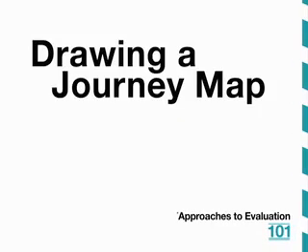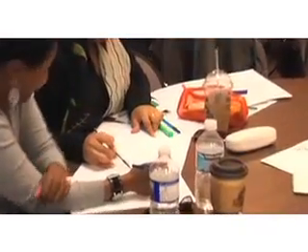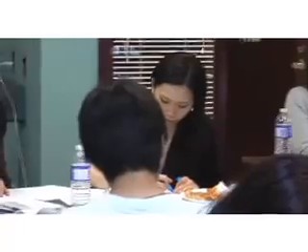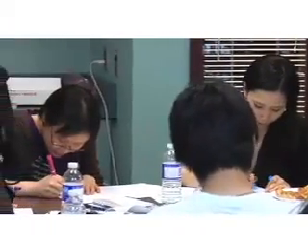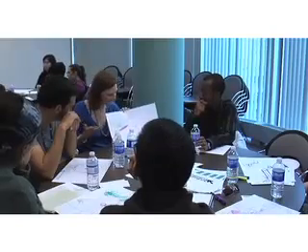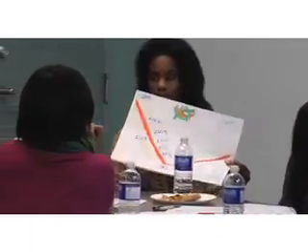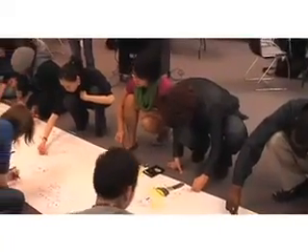The journey map is an art-based evaluation technique, and you can use that at different points along the way. You can use it at the beginning with a group to say, draw for me what you anticipate this project will be for you, or draw for me where you think you want to go in this. And then you can come back and have them draw another one partway through, depending on how long your project is. And then you can do a third one at the end to say, how was it?